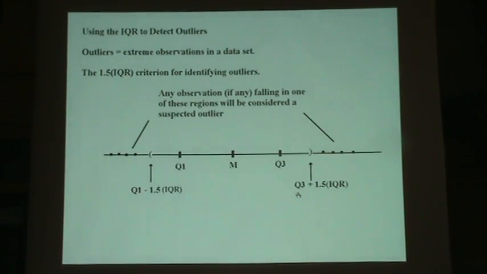Okay, now we can use the interquartile range to detect possible outliers. And outliers are extreme observations in the data set. And here is the criterion for identifying outliers. If we take the interquartile range, whatever we compute it to be, and we multiply it by 1.5, any score that falls below or above that result from the quartiles is considered a possible or suspect outlier. Let's use an example here.